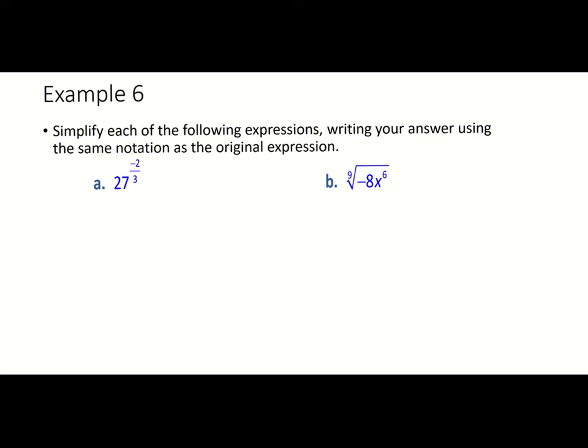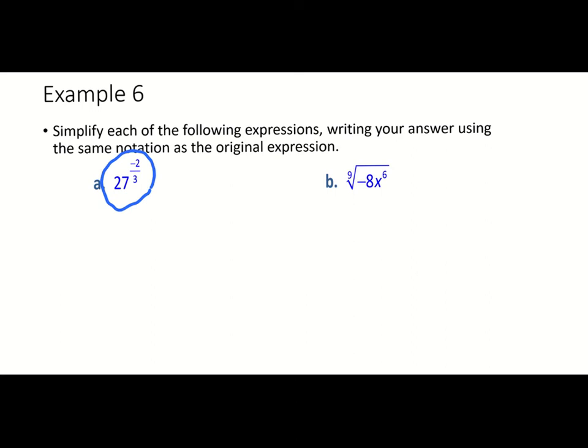All right, so here we are going to simplify the expressions and write our answer in the same notation as the original expression. So here we have 27 to the negative 2/3 power. Right now, as it is, it's a little hard to solve with that fraction there, but we can turn it into a radical in this case and solve it much easier.